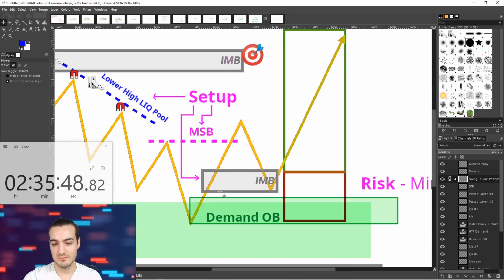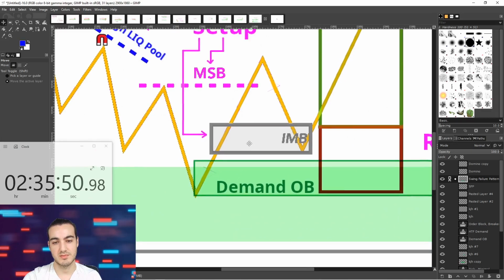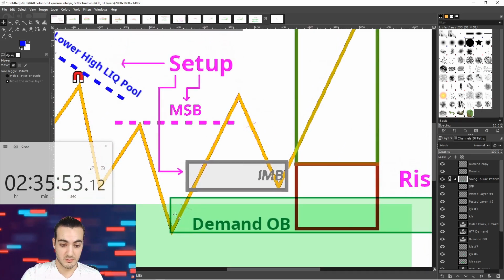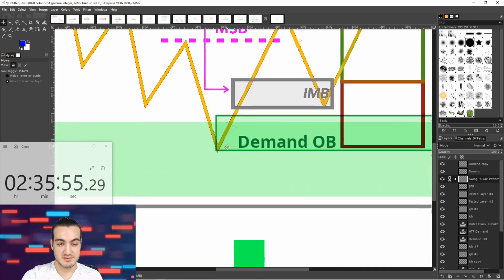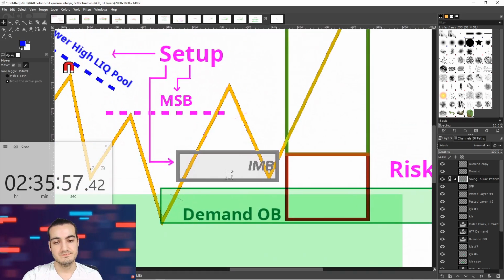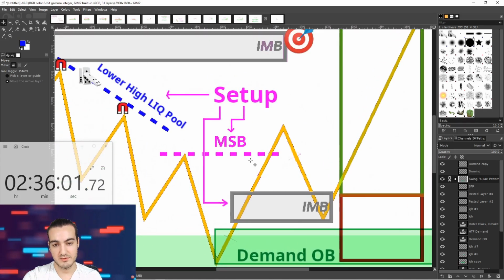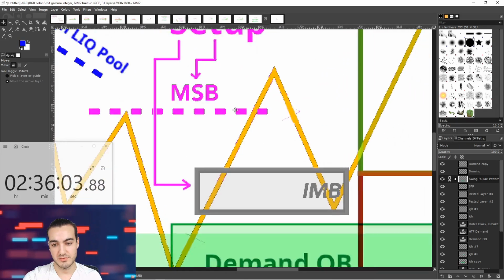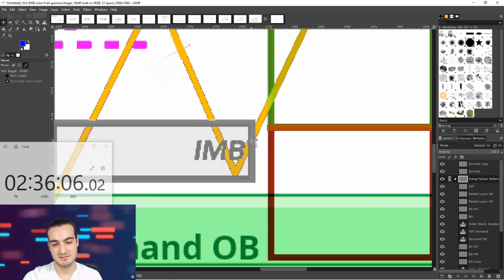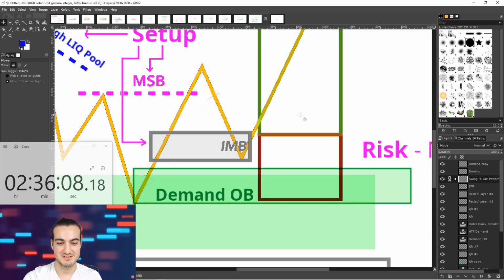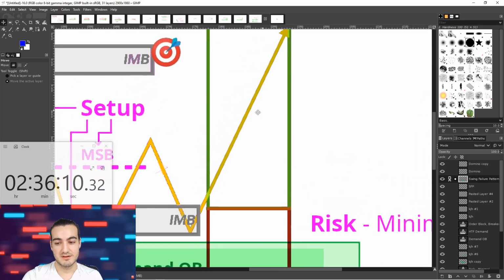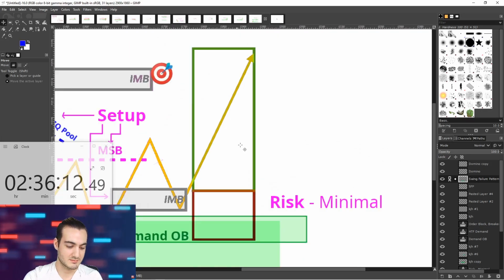And our entry would be an imbalance caused by price reacting to the demand zone down here. He doesn't try to get down to the demand order block created by the market structure break. He's just happy with the imbalance, I guess. And that works just fine. So, let's say risk minimal.